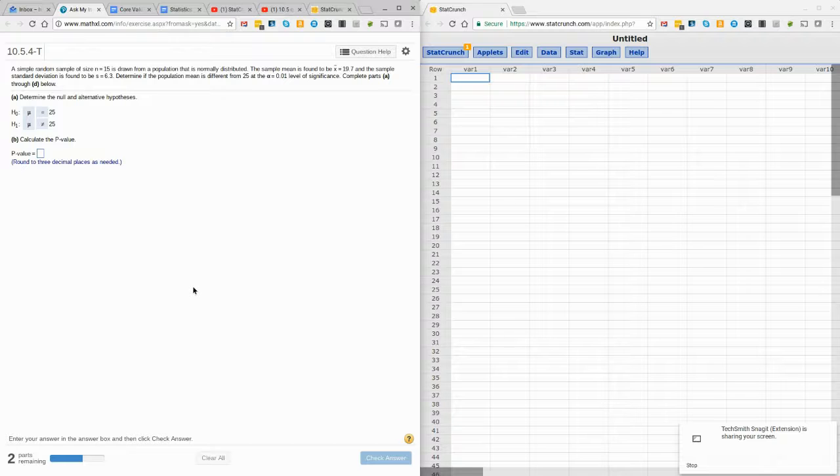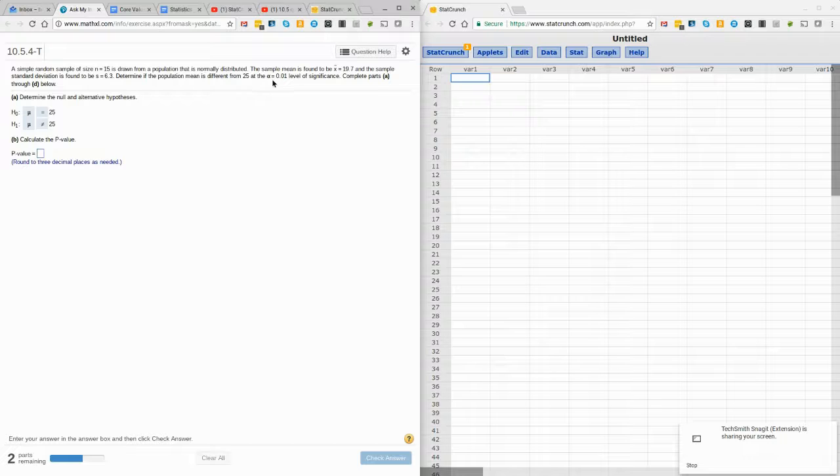So let's read this question right here and figure out if the underlying parameter is a mean or a proportion. A simple random sample of size n equals 15 is drawn from a population that is normally distributed. The sample mean is found to be 19.7, and the sample standard deviation is found to be 6.3. Determine if the population mean is different from 25 at a 0.01 level of significance.